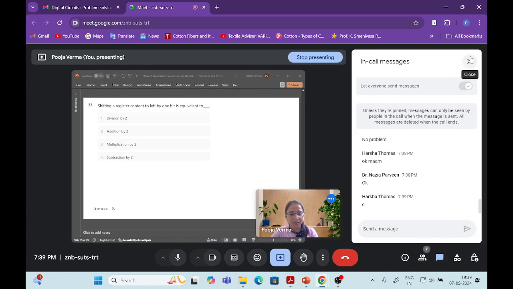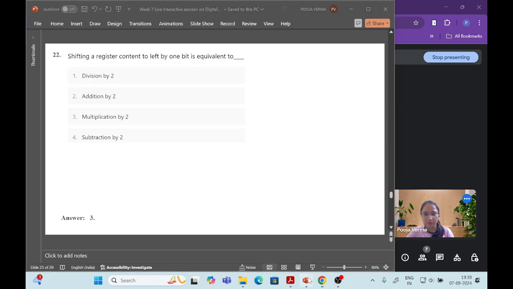Yeah, option 3 is the correct answer. But how? We will take one example and show that. Shifting a register content to the left by 1 bit is equal to multiplication by 2. Let's take the decimal value 36. What is the binary equivalent of 36? This is the original bit: 0 0 1 0 0 1 0 0. If you change this binary to decimal, you will get 36.